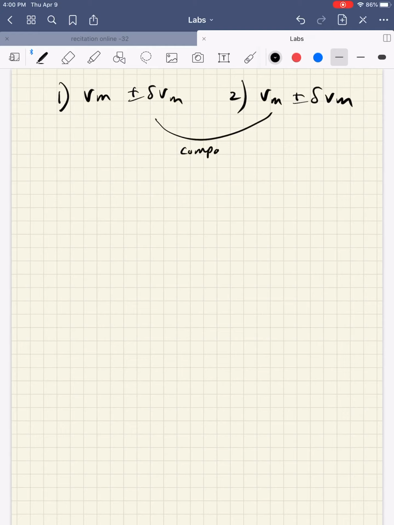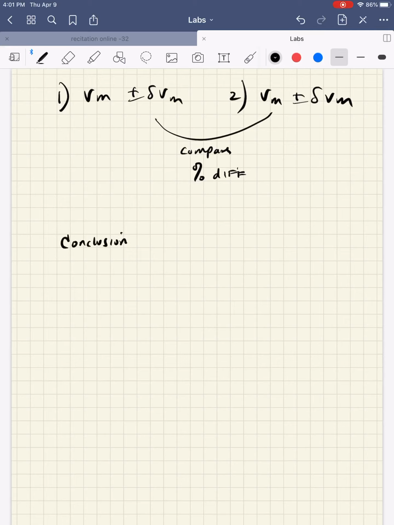So at that point, you'll have your V muzzle from kinematics plus or minus the uncertainty in V muzzle, and your V muzzle from conservation laws. They come from two different theories, so we compare them with a percent difference. You're asked to do that. And then you're asked after that to write a conclusion.